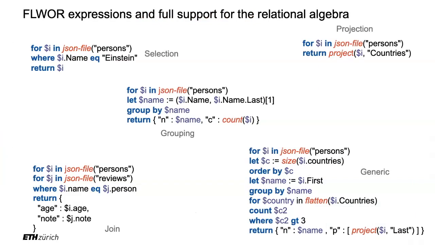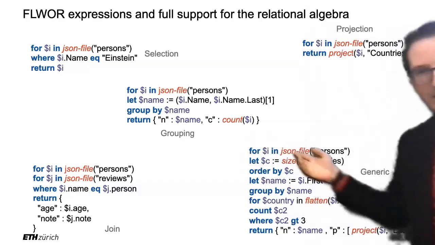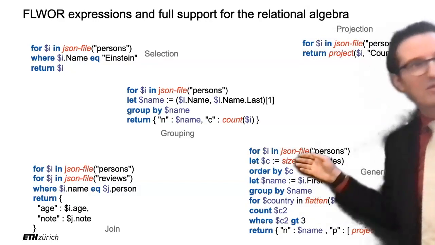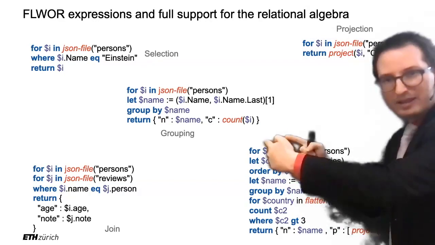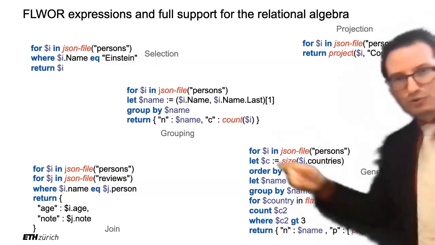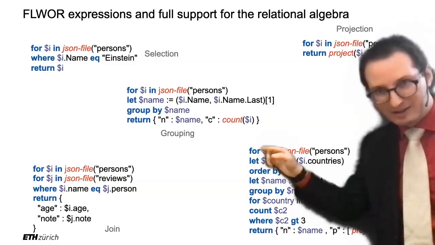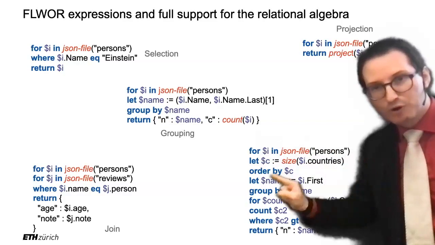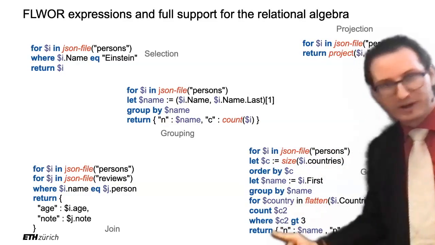So you see, in RumbleDB, you have full support for the relational algebra. I showed you, you can do selection, projection, grouping, joining. I showed you earlier, right? And I throw at you, just for the sake of showing that to you, this, I don't even know if that actually means anything. I just wanted to show you that you can actually put that in any order. So look at that, it has to be a for and a let at the start, right? Let, order by, let, group by, for, count, where, return.